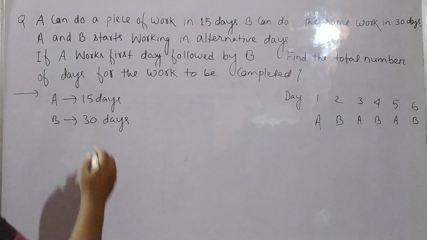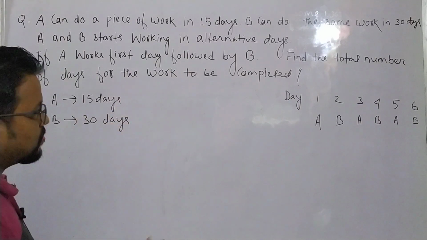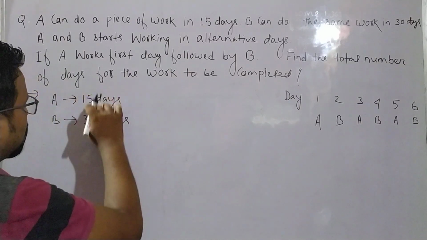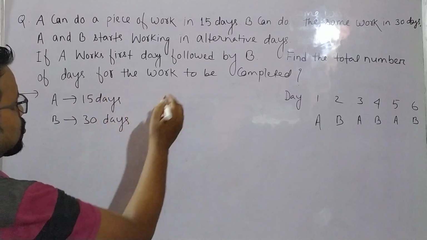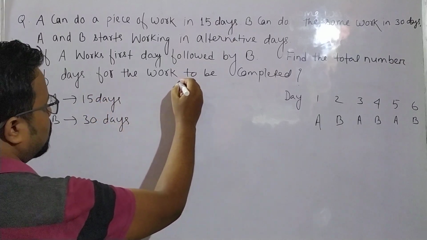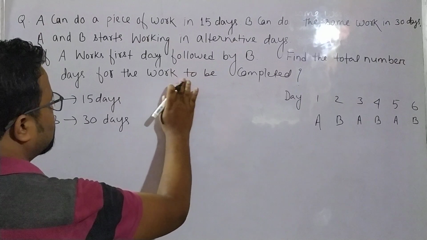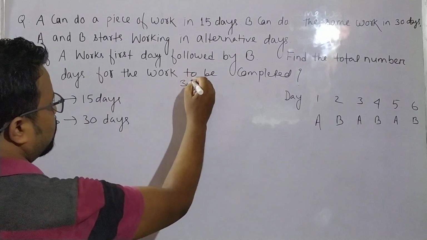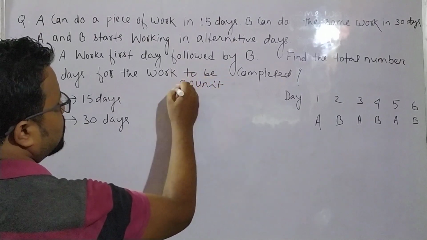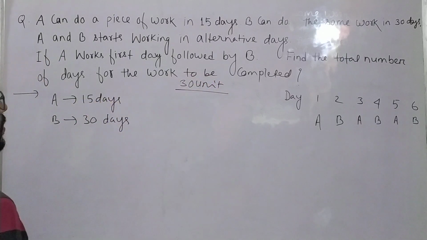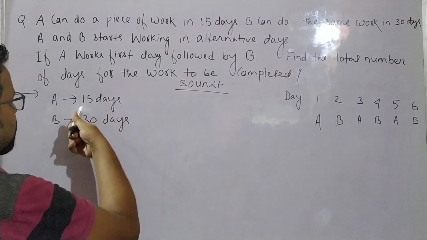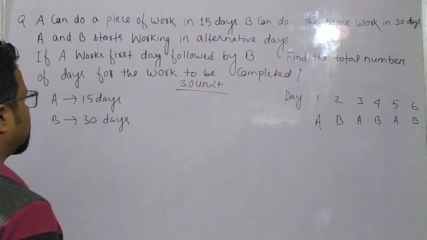Okay, so we will do as usual. First of all, we will find the total work. Total work is the LCM of these two. So total work is how much? 30 units, because the LCM is 30. So total work is 30 units.